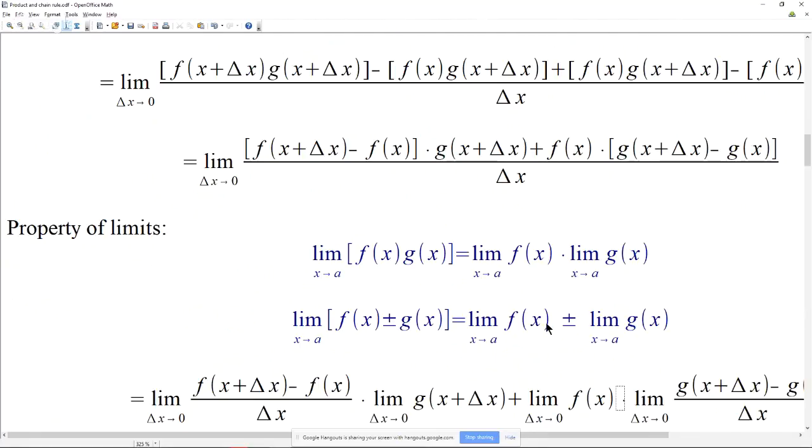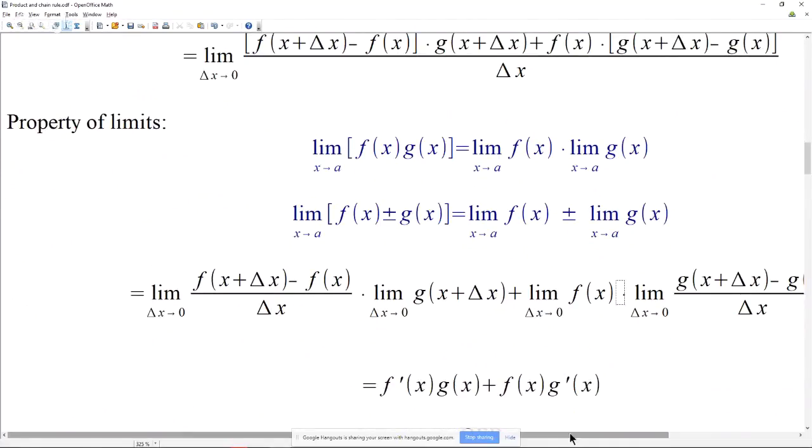Same thing with addition or subtraction. If you add these together, this will be addition. If it's subtraction, you subtract them. So the limit of the difference between two functions is equal to the limit of one function minus the limit of the other function. That's it. Really not that complicated. But these are two properties of limits. We did go over those the other day if people watched.